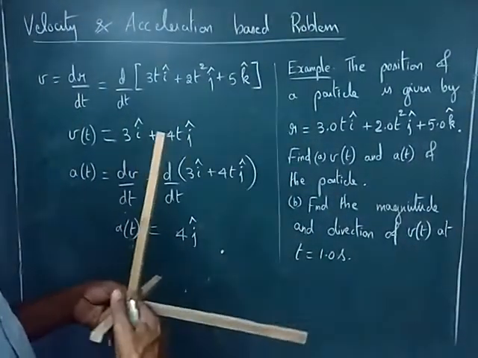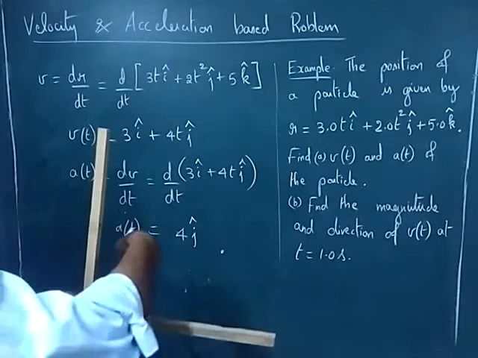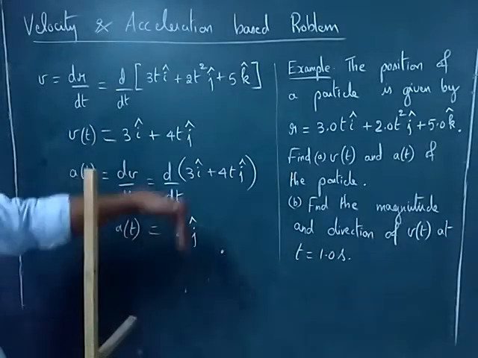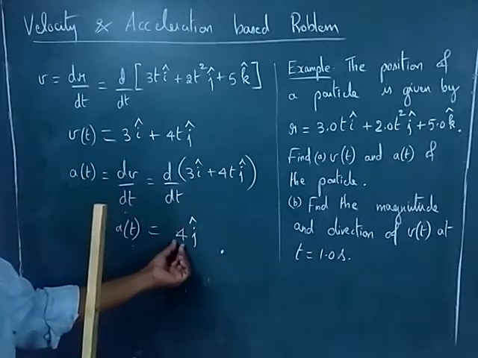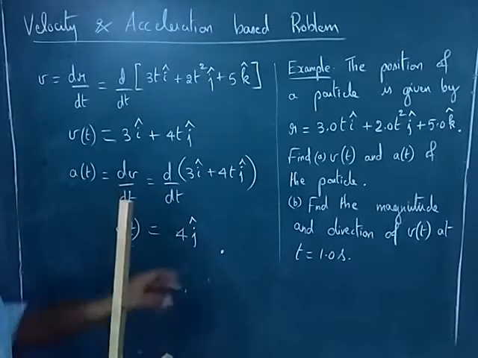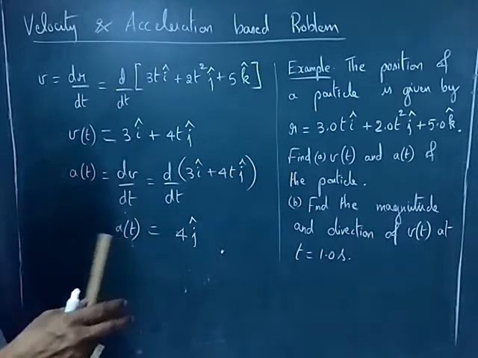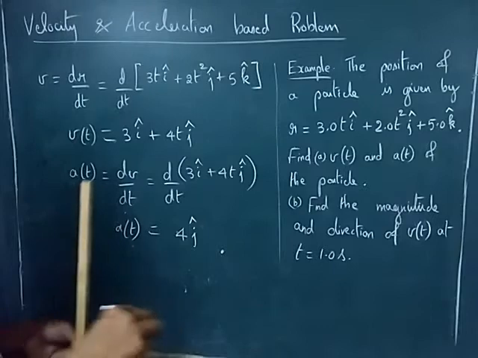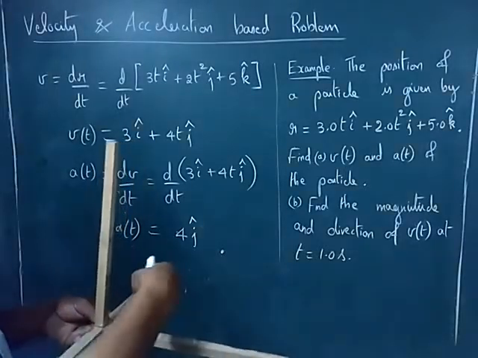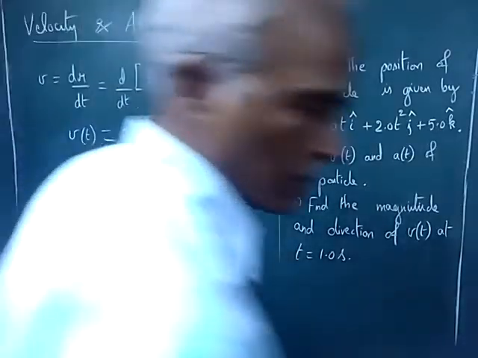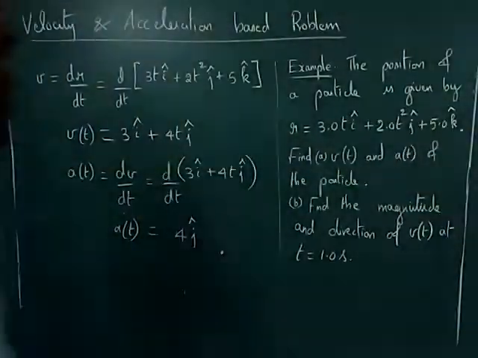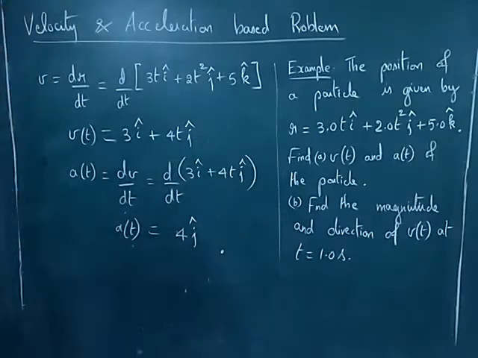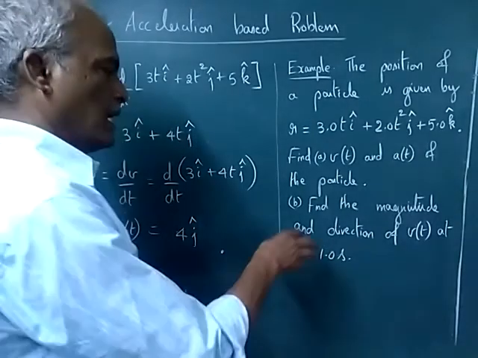Assume this is i, this is j and this is k. This 4 means in the j direction the magnitude is 4. So in this axis it is 4. Whereas this velocity is 3i plus 4t, so you have both the components i as well as j.